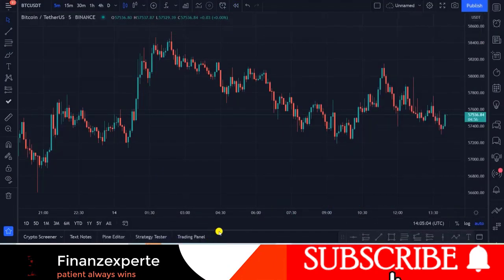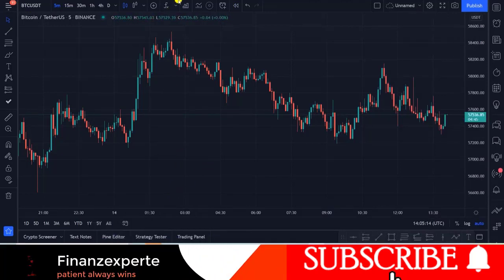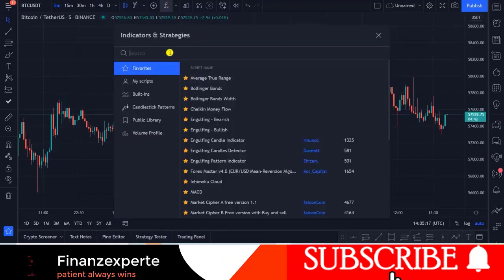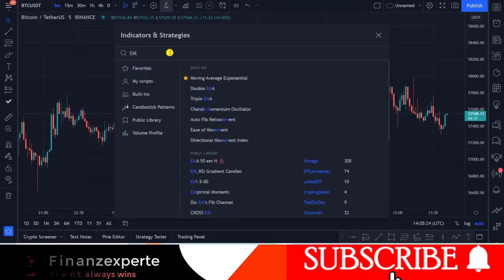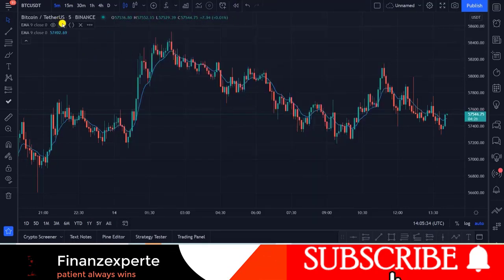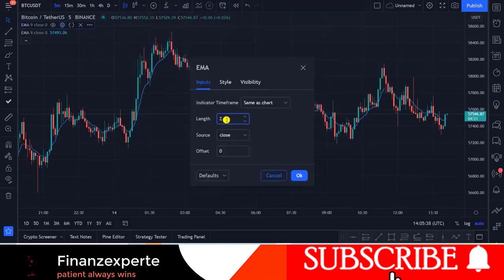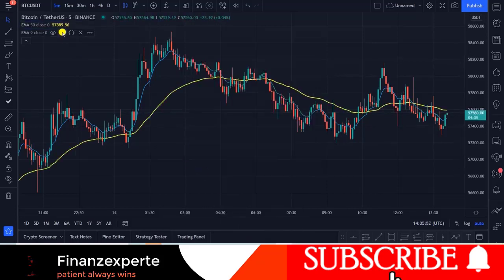So now let's go through the strategy step by step. The first step is to add indicators to the chart, so click the indicator button in TradingView and search for EMA, then click the moving average exponential indicator twice, 1, 2, and then go to the settings for the first EMA and change the length to 50 and then change the color to yellow. You can pick any color and I prefer to make the line a bit thicker.